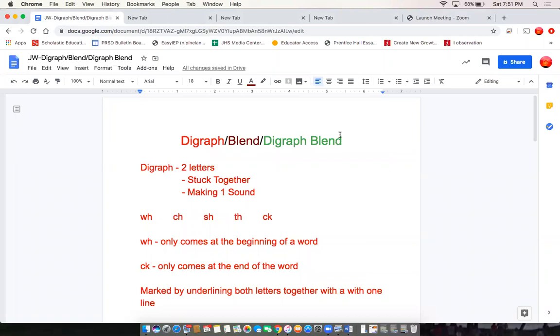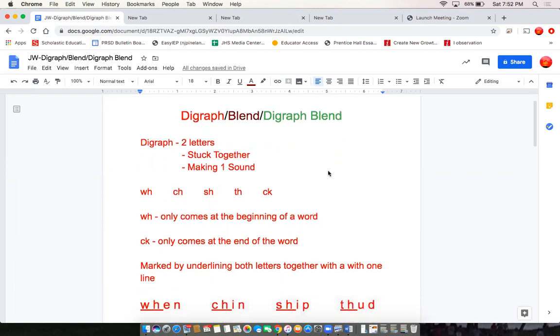Okay, so we need to brush up a little bit on our sight words. Today we're going to talk about digraphs, blends, and digraph blends. In case you forgot, digraphs are two letters stuck together that make one sound. So we have WH, CH, SH, TH, and CK, okay?